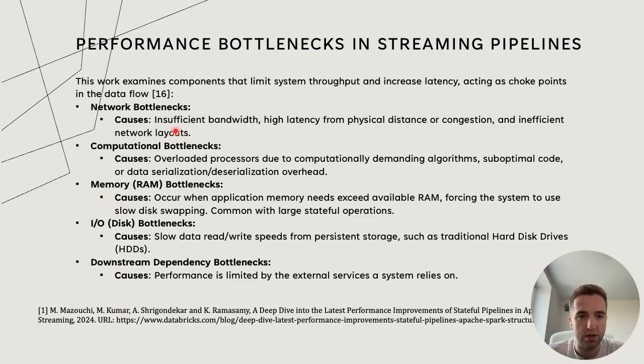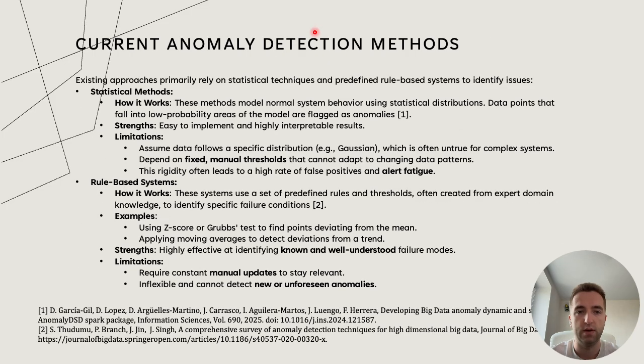So the next research article analyzes network bottlenecks, computational bottlenecks, memory, input-output, and downstream dependencies, and highlights root causes and how to evaluate and detect them. We have analyzed current anomaly detection methods. The existing approaches primarily rely on statistical techniques and predefined rule-based systems. The mentioned research papers analyze these techniques in detail.